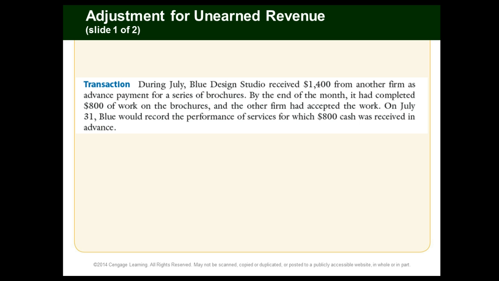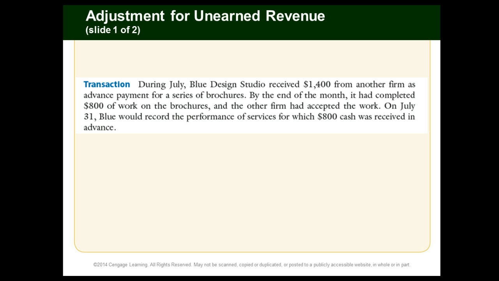So this good example tells us during July, Blue Design Studio received $1,400 from another firm as advance payment for a series of brochures. By the end of the month, it had completed $800 of the work of the brochures, and the other firm had accepted the work. On July 31st, Blue would record the performance of services for which $800 cash was received in advance.